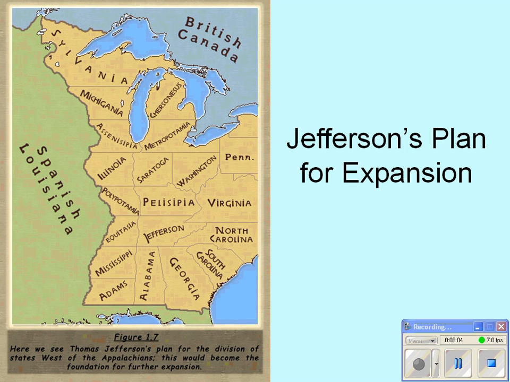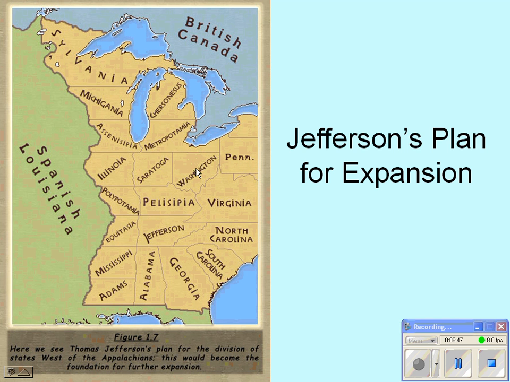Now, Jefferson had an interesting plan for expansion westward. He created these fictitious states, which is kind of fun to look at here. The state of Metropotamia, or the state of Saratoga, for example. Of course, we know that after the Northwest Ordinance, it was made clear that there would be no fewer than 3, but no more than 5 states in this whole area north of the Ohio River and west of the Appalachian Mountains, west of the western boundary of Pennsylvania.